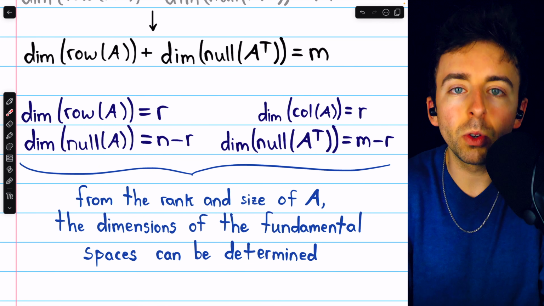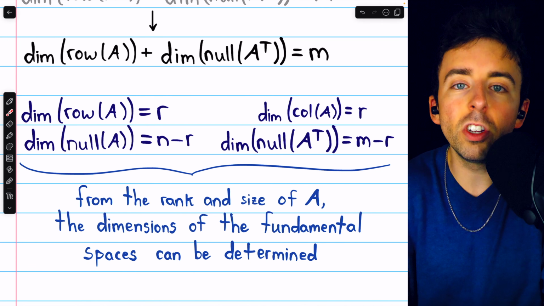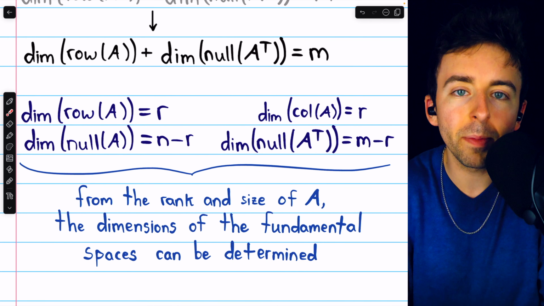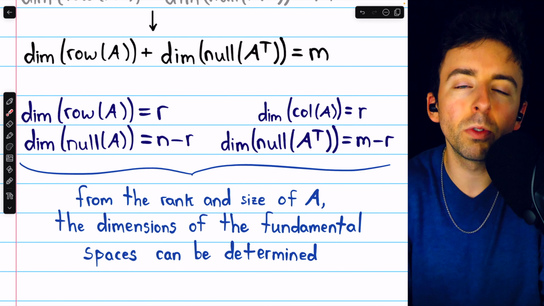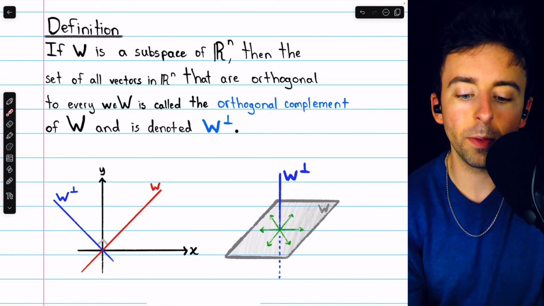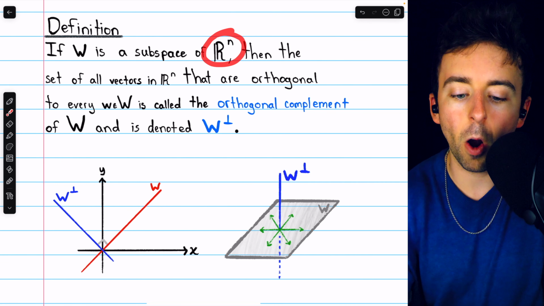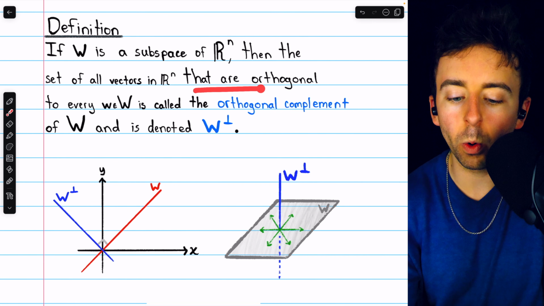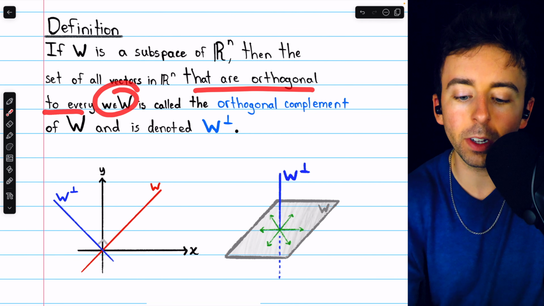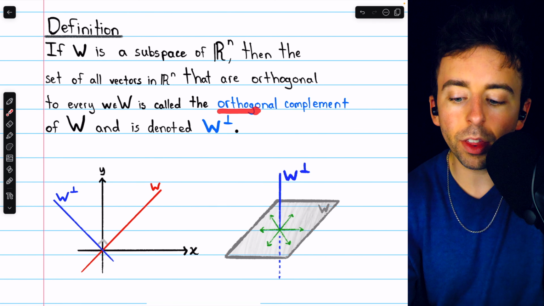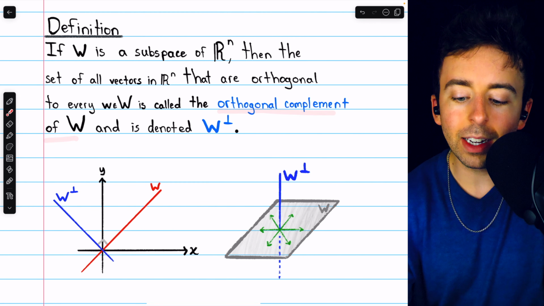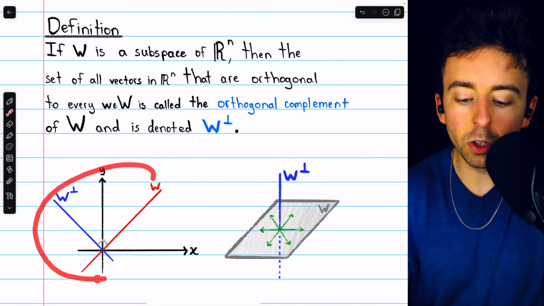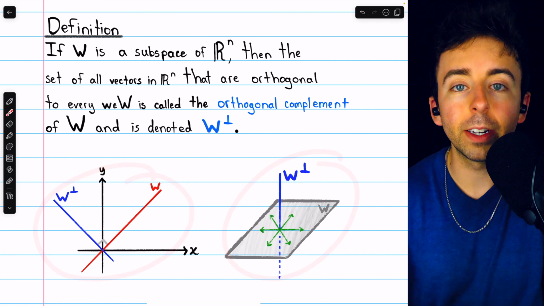The next relationship between the fundamental spaces is more geometric in nature, and is the second part of the fundamental theorem of linear algebra. In order to discuss it, we need to introduce one new term. Here's this definition. If W is a subspace of R^n, then the set of all vectors in R^n that are orthogonal to every vector in W is called the orthogonal complement of W, and is denoted like this, sometimes read as W perp. Here are two sketched out examples in R^2 and R^3.